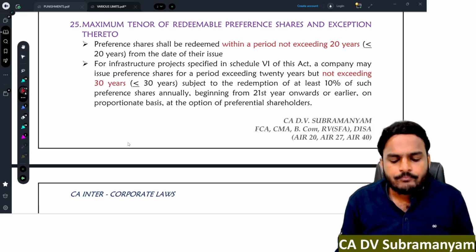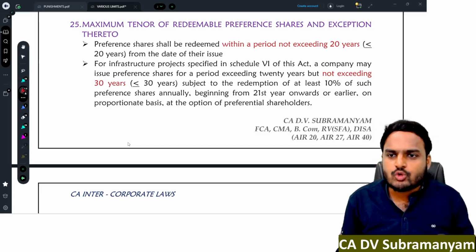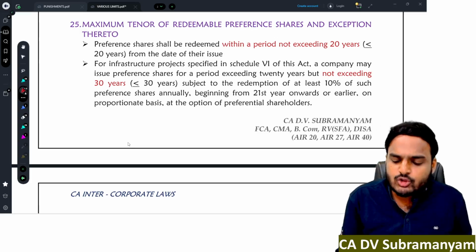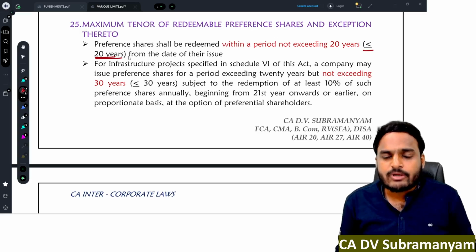Maximum tenure of redeemable preference shares. Company is prohibited from issuing irredeemable preference shares. Company can issue only redeemable preference shares with a tenure not exceeding 20 years. So a company can issue preference shares for a tenure up to 20 years.